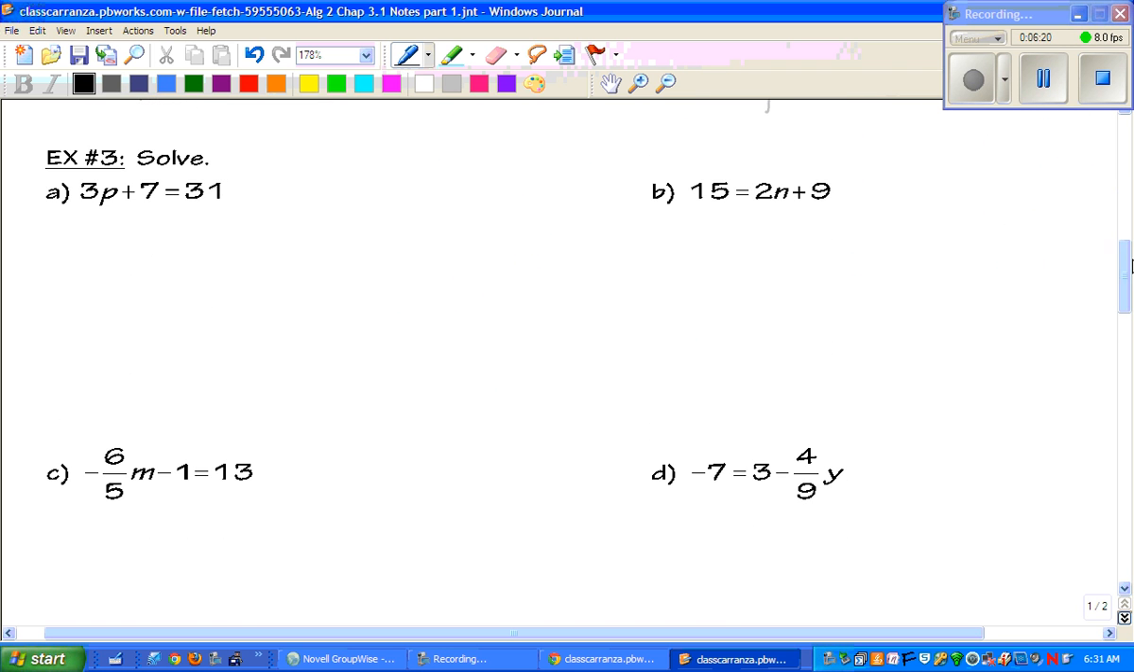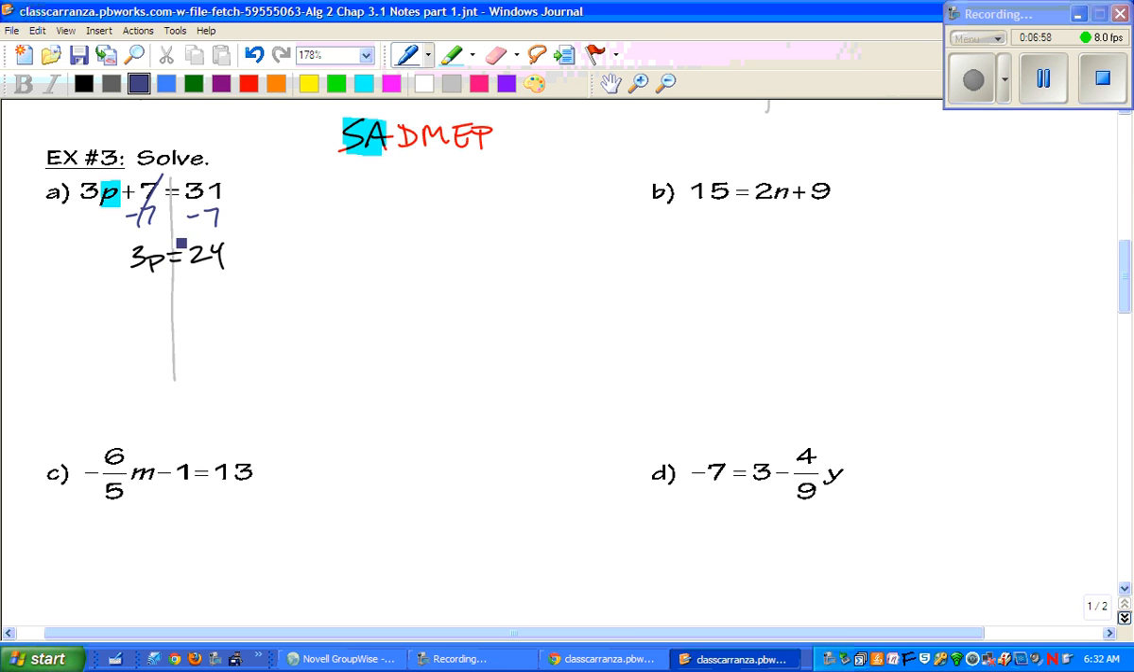Okay. Now I got some with a couple more steps. And this is where we need to pay real close attention to SADMAP. We always want to get rid of addition and subtraction first. So 3p plus 7 equals 31. Here is my p right there. Let's get rid of this 7 first. And the opposite of addition is subtraction. We're left with 3p equals 24.